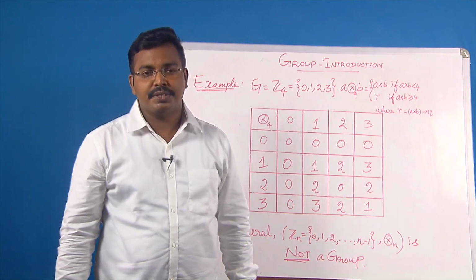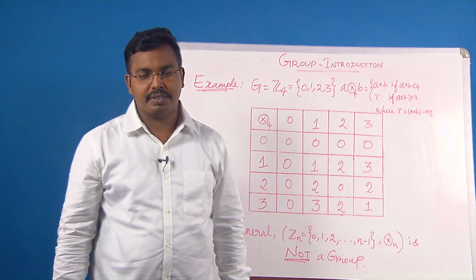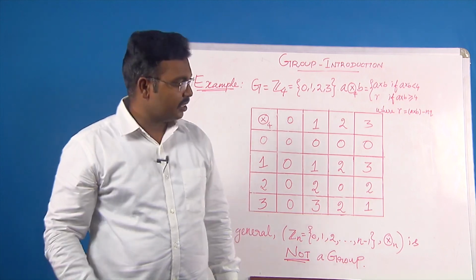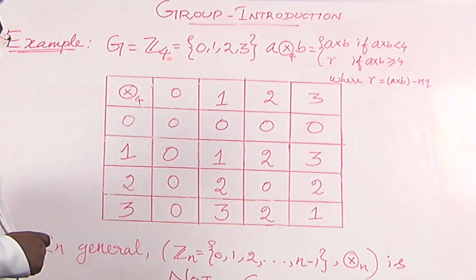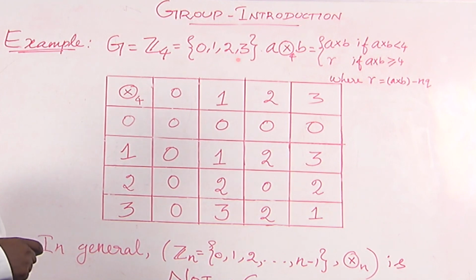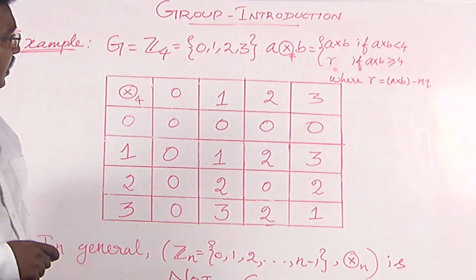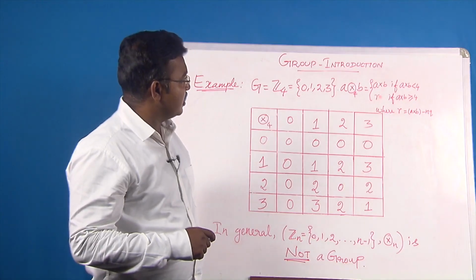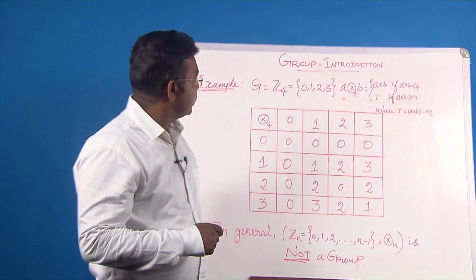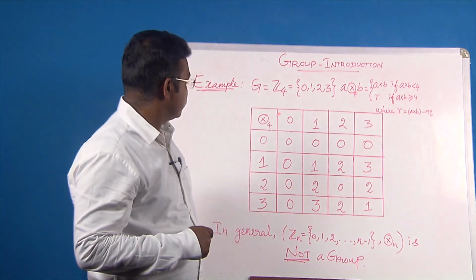Next, we are going to discuss Z4 with multiplication modulo 4. Consider the same set G equal to the set of all integers modulo 4, that is 0, 1, 2, 3, together with the operation multiplication modulo 4, which means that A multiplication modulo 4 B is nothing but A cross B if A cross B is less than 4, and otherwise it is the remainder R when we divide A cross B by 4. The R is the product modulo 4 of these two elements.